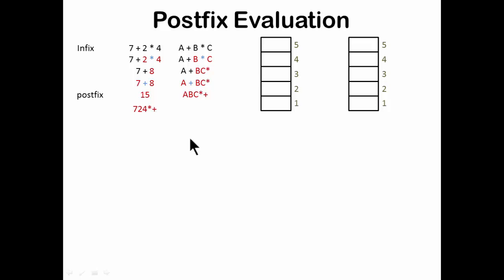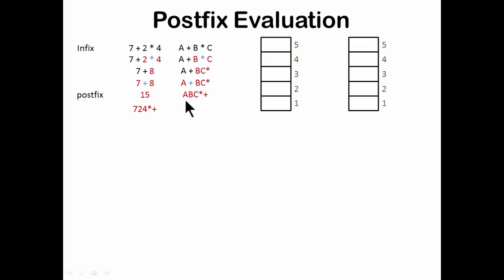So here what you are supposed to do is, when you are getting any operand, this time you will be keeping the operand onto the stack. Every time there is an operand, keep it onto the stack. Whenever there is an operation, you have to perform that operation on the previous two operands. Let's see how it works.